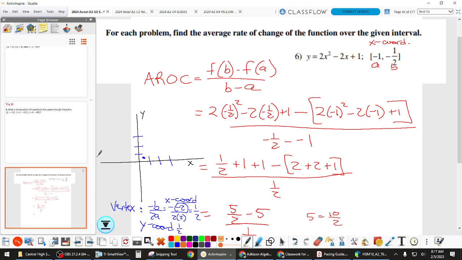Does this open up or down? Opens up. We know that. How come? Because A is positive. What's the y-intercept? 1, so it's right there. Axis of symmetry is at x equals a half, so I can just reflect that straight across. So we're starting to see a little bit of our parabola there.